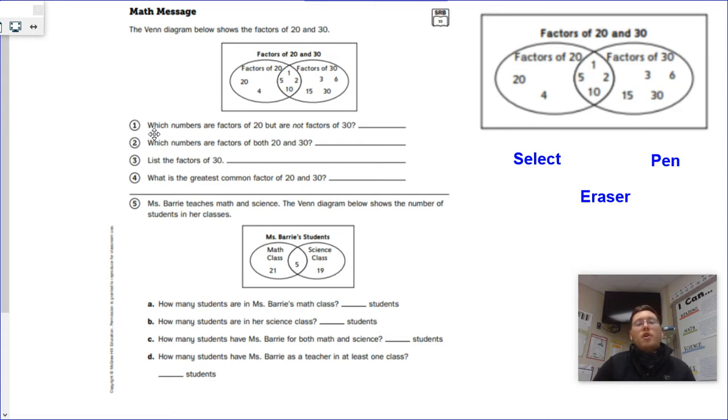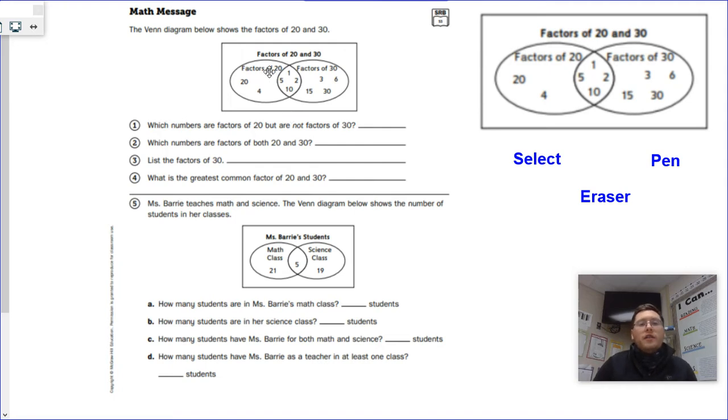Before I even start reading my questions, I want to look at my Venn diagram. The label for this Venn diagram is factors of 20 and 30. In my A group, we have just the factors of 20. Then in the B group, we have the factors of 30, which are in this group. And then in between are the factors that both 20 and 30 share.